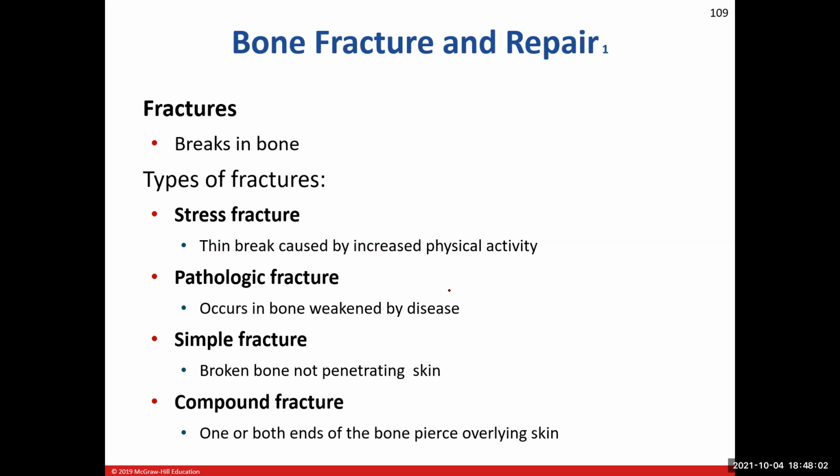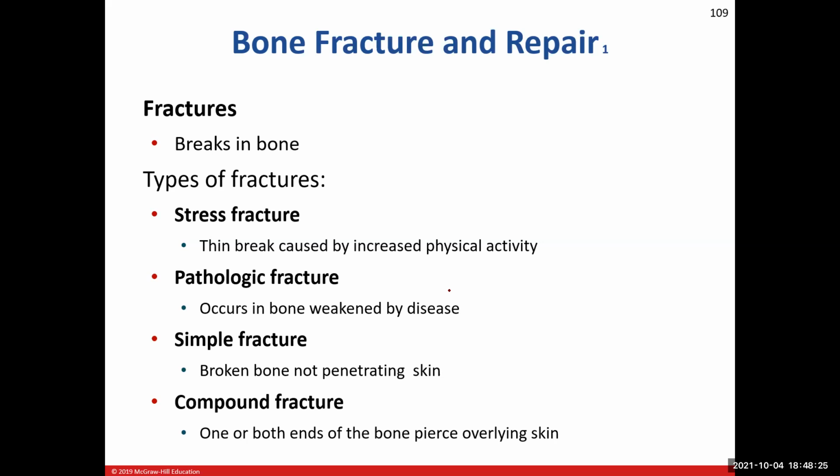Pathological fracture, this is when you have some sort of disease process going on. It can be, for example, a bone cancer, osteosarcoma. Osteoporosis can cause a pathological fracture. So the bone is becoming weakened, and then you fall on it weird, or you take a weird turn and it snaps.